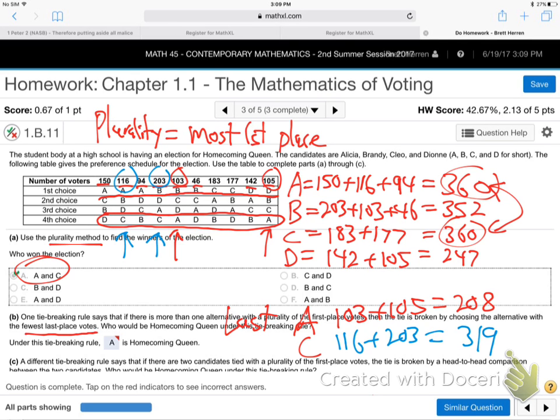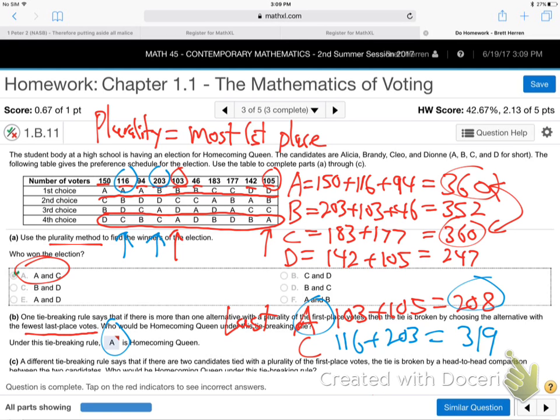319 thinks C is the worst. So, if you're going to break a tie by giving it to the one who's hated the least, who's got the fewest last place votes, you'd give it to A, because A only had 208, not 319 last place votes. That's why they have A here. Does that make sense?